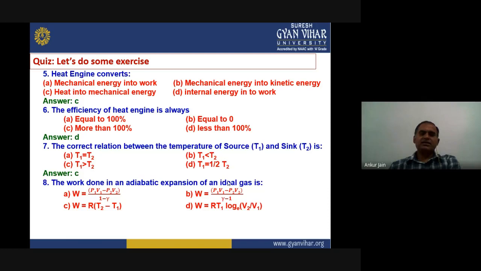Okay. The next question is, the work done in an adiabatic expansion of an ideal gas is given by W equals P1 V1 minus P2 V2 upon 1 minus gamma, or P1 V1 minus P2 V2 upon gamma minus 1. C option is W equals R into T2 minus T1, or option D is W equals R T1 log V2 upon V1. So remember, adiabatic expansion was the second process of the Carnot cycle, and we have used the adiabatic expansion expression for a gas, where it was PV to the power gamma equals constant, and finally we had calculated W equals P1 V1 minus P2 V2 upon gamma minus 1. So the right answer is option B.